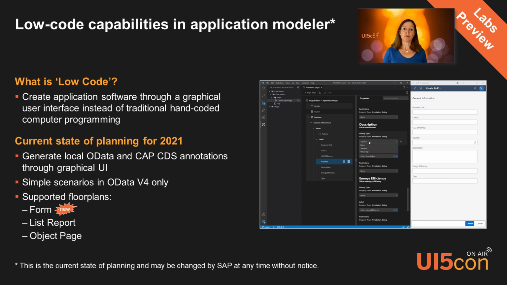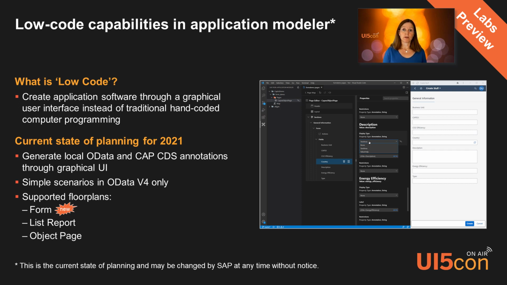Now, when we talk about low code, what we mean is that it shall be possible to create simple apps using a graphical UI instead of writing code by hand or, well, actually by keyboard. And our current planning is that we want to provide the ability to generate XML and CAP CDS annotations already during app generation and then from an easy-to-use graphical UI. So these capabilities shall be built, as mentioned, in the application modeler. We want to do them only for simple scenarios and only in the OData V4 stack.